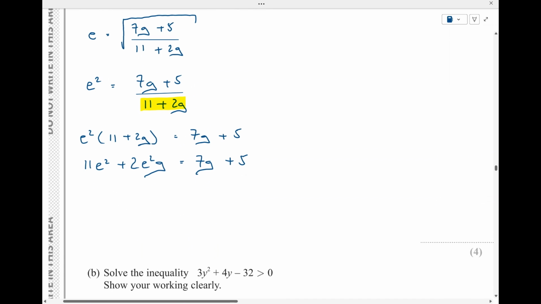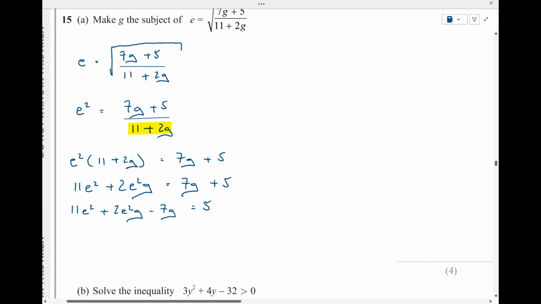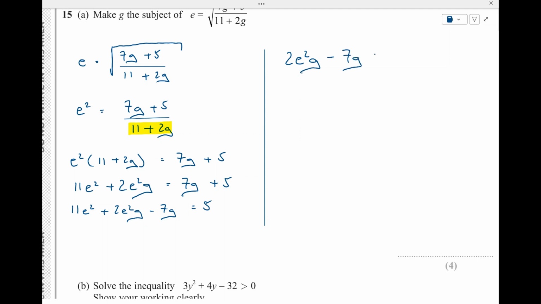Now, what am I trying to do with this? I'm trying to make g the subject. So I'm going to put everything with a g in it on one side and all the other rubbish on the other. Let's start by minusing 7g from both sides. 11e squared plus 2e squared g minus 7g equals 5. But I want all the other rubbish on the other side, so I want to get rid of that 11e squared here. So I'm going to subtract 11e squared from both sides. So I'm going to have 2e squared g minus 7g equals 5 minus 11e squared.